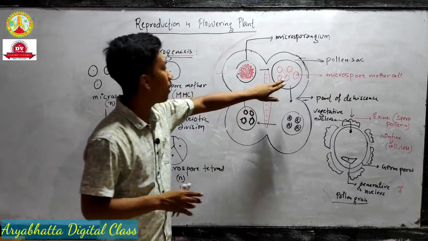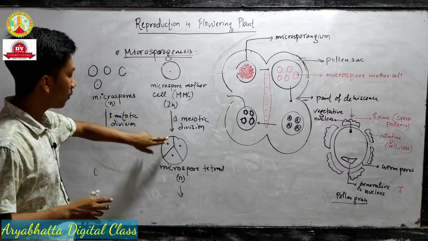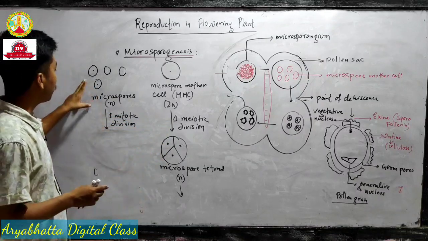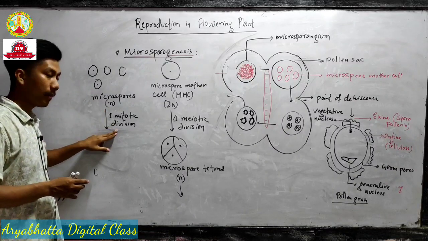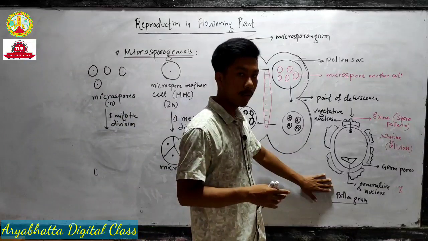Okay, the microspore mother cell will undergo one meiotic division and produce microspore tetrad. The microspore tetrad separates from each other and produces a microspore. The microspore undergoes one mitotic division and produces pollen grains.